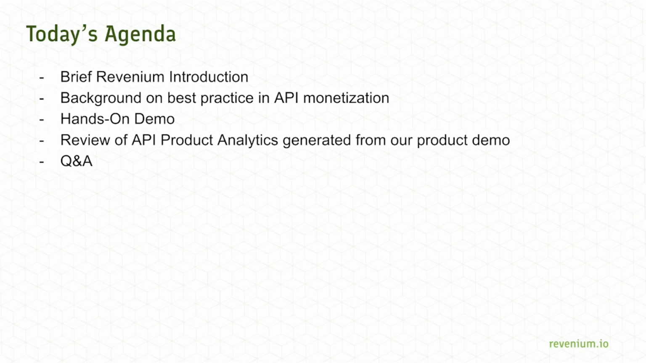When that is done, I will hand off to John, who will take us through our hands-on demo. And then when that's finished, I will do a quick review of the API product analytics that are generated from our demo scenario to give an idea of the types of metrics that you should be tracking in your own business as well. When we're done with that, we'll leave time for a Q&A, and we look forward to that once we're through with everything else. So let's get started.